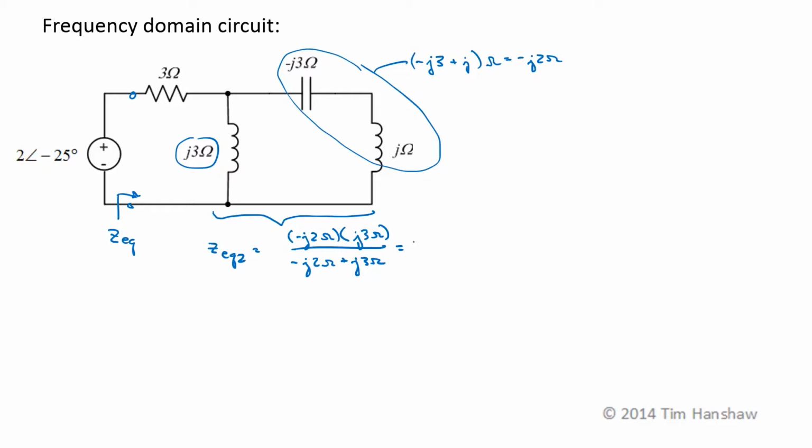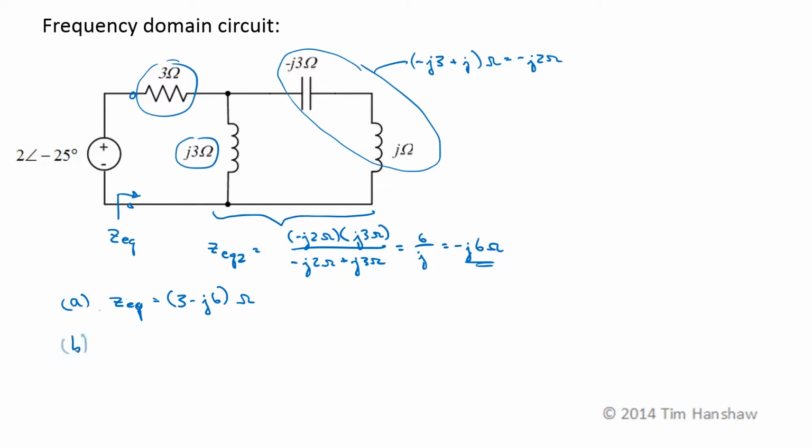Let's see, this is going to be 6 over j. If I move j into the numerator, that changes the sign, so this is going to be minus j6 ohms. Now this whole impedance is in series with the 3 ohm resistor, so the equivalent impedance seen by the source, ZEQ, is going to be the sum of the 3 ohm resistor plus the negative j6 ohm impedance, 3 minus j6 ohms. That's actually the solution to part A.